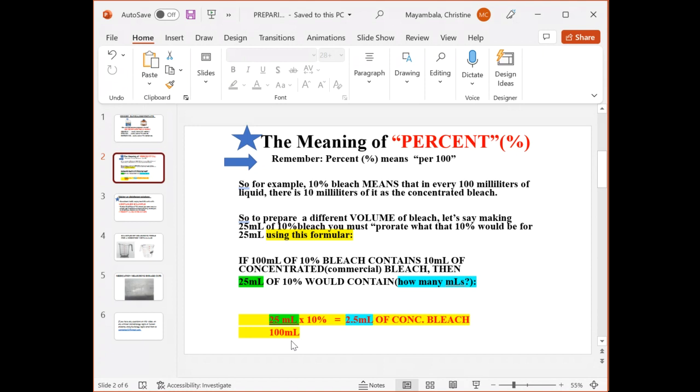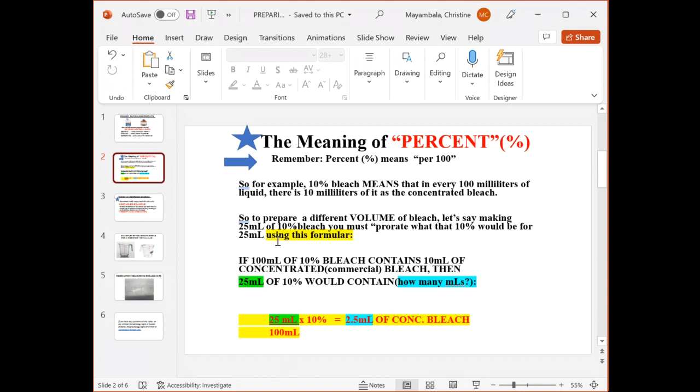If, for example, I ask you to make 40 milliliters of that same 10% bleach, all you'd have to do is plug in that 40. Instead of 25, you would put 40 mLs. And of course, the 10% is the concentration I want, and then you figure out how much. In this case, it would be 4 mLs plus 36 milliliters of water.